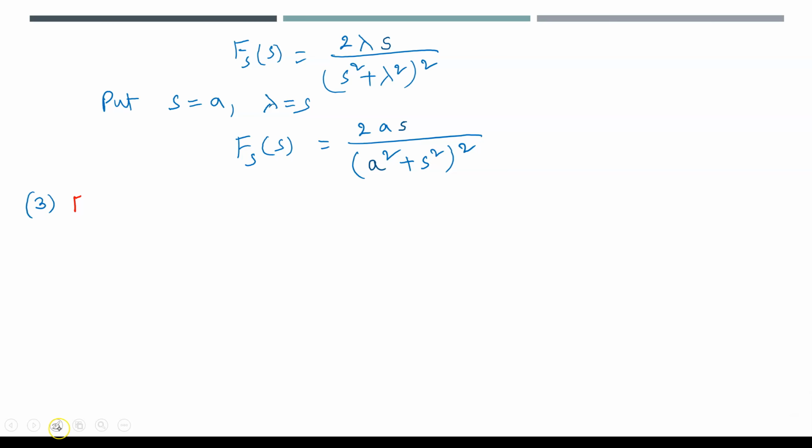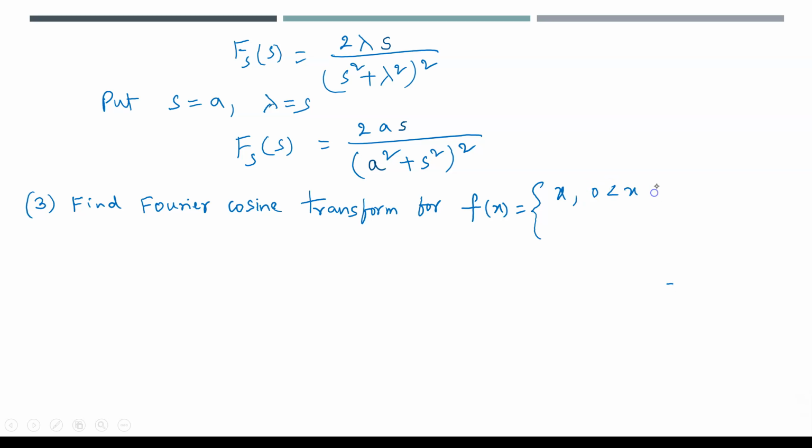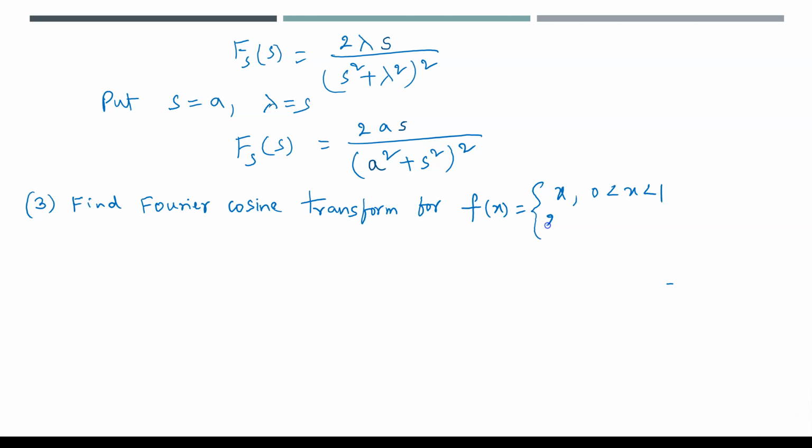Find the Fourier cosine transform of f(x) equal to x in the interval 0 to 1, and 2 minus x in the interval 1 to 2, and 0 in the interval 2 to infinity, when x is greater than 2, that means 2 to infinity.